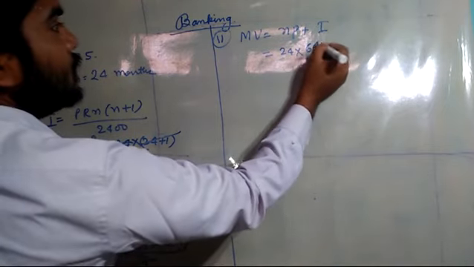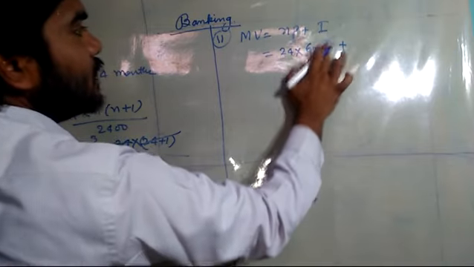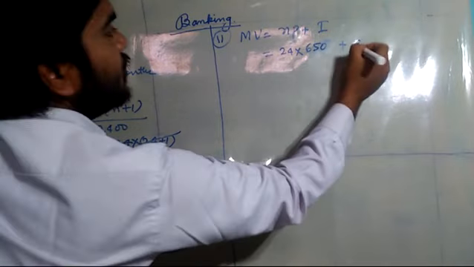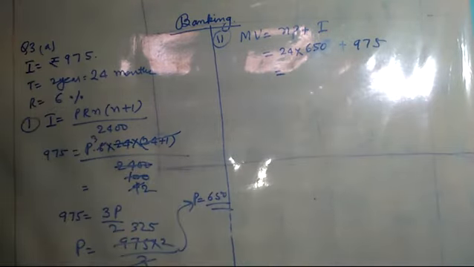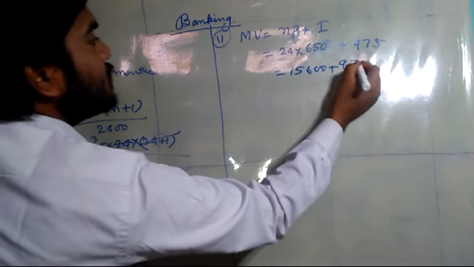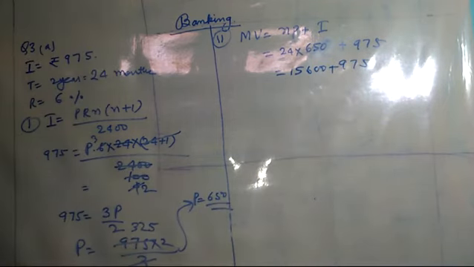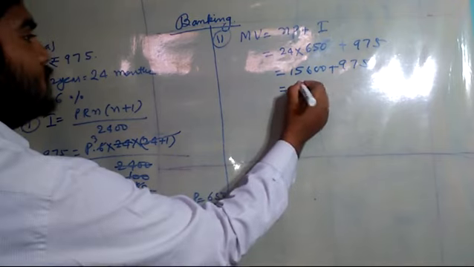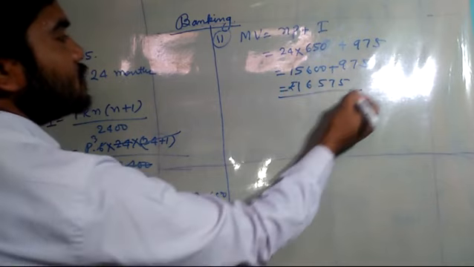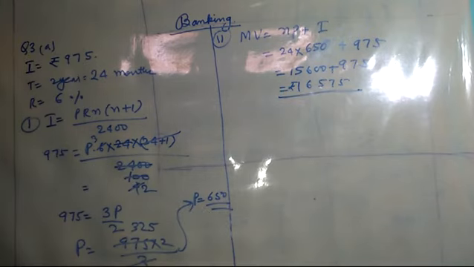650 plus 650, how much interest we have gained? 975. If you multiply this, you will get how much? You are going to get 15,600. 15,600 plus 975, so this will be equal to 16,575 rupees. So easy, and very easily we can solve this one.